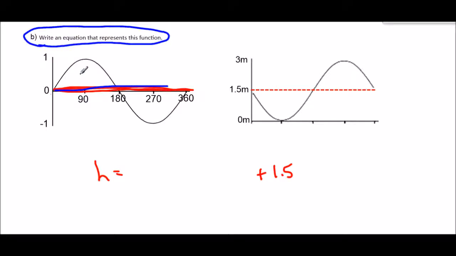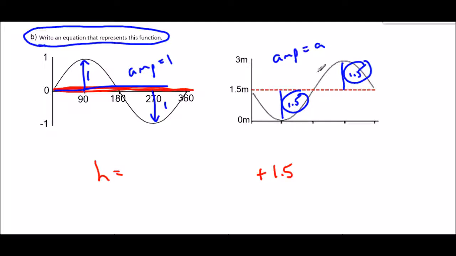Now I'm going to look at the amplitude. The normal amplitude is the distance between that middle line and the maximum, and also the distance between the middle line and the minimum. Those have to be the same value. In the normal sine curve it's 1 up and 1 down, so normally the amplitude is 1. On this graph, I have to go 1.5 meters up or down. So the amplitude is 1.5, and amplitude represents the A value in the transformation. So now I know that at the front of the graph, I have to have 1.5.